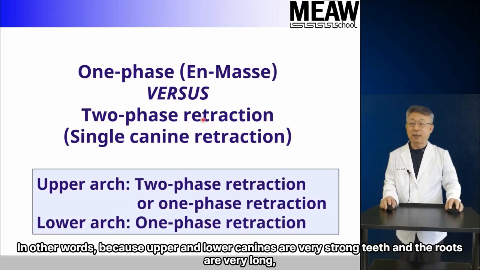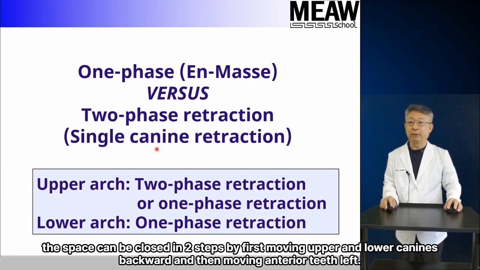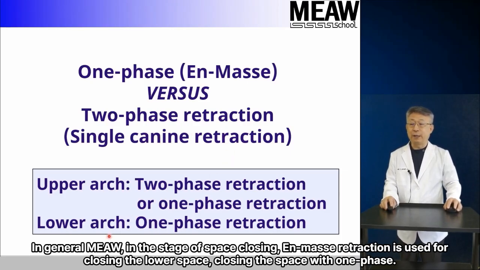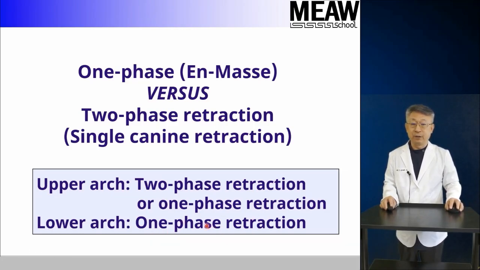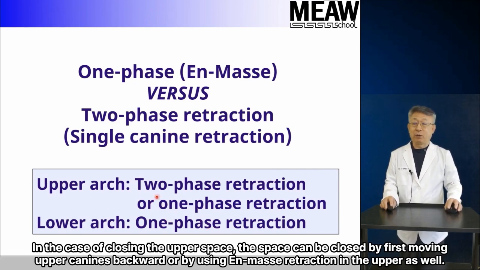In other words, because upper and lower canines are very strong teeth and the roots are very long, the space can be closed in two steps by first moving upper and lower canines backward and then moving anterior teeth. In general, MEAW, in the stage of space closing, en masse retraction is used for closing the lower space, closing the space with one phase. In the case of closing the upper space, the space can be closed by first moving upper canines backward or by using en masse retraction in the upper as well.